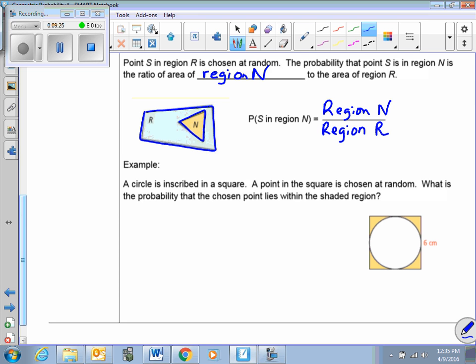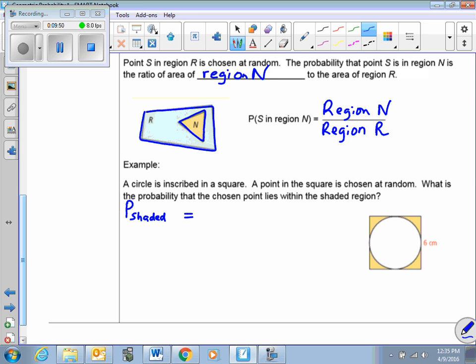Okay, so we're just going to do 2 or 3 little problems here to make sure we got this. So what do we have here? We got a circle inscribed in a square. A point in the square is chosen at random. What is the probability that the chosen point lies in the shaded region? So we're looking for the probability that our point is going to be in the shaded region.